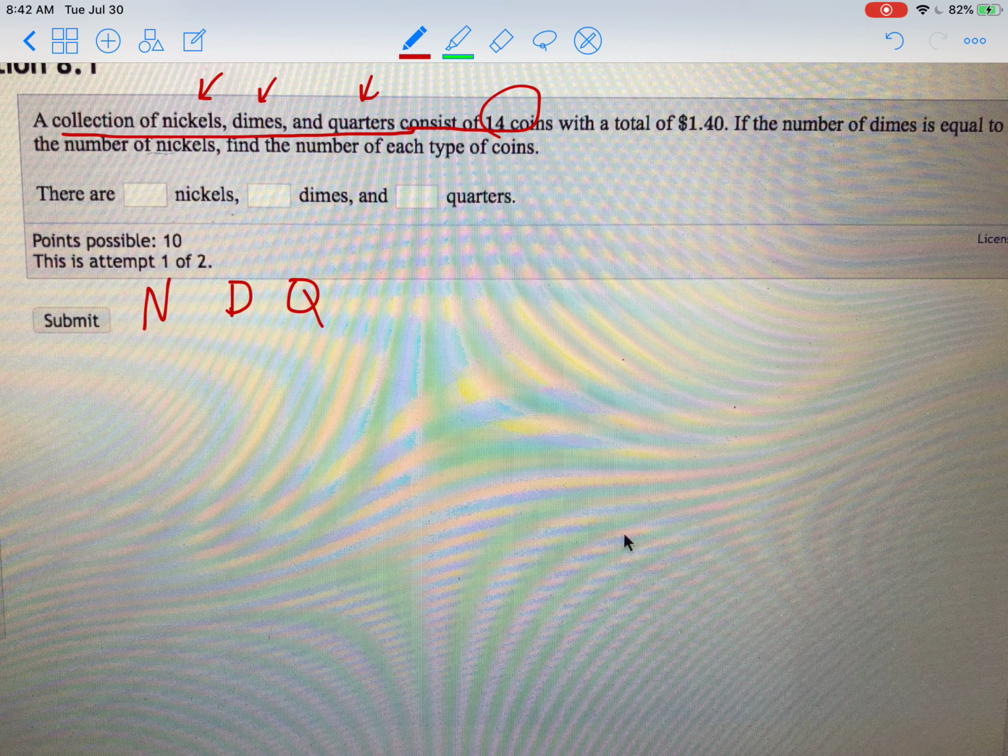The first bit of information says that you have a collection that consists of 14 coins. So that means that if I add these quantities up, I should get 14. Okay, that's our first equation.